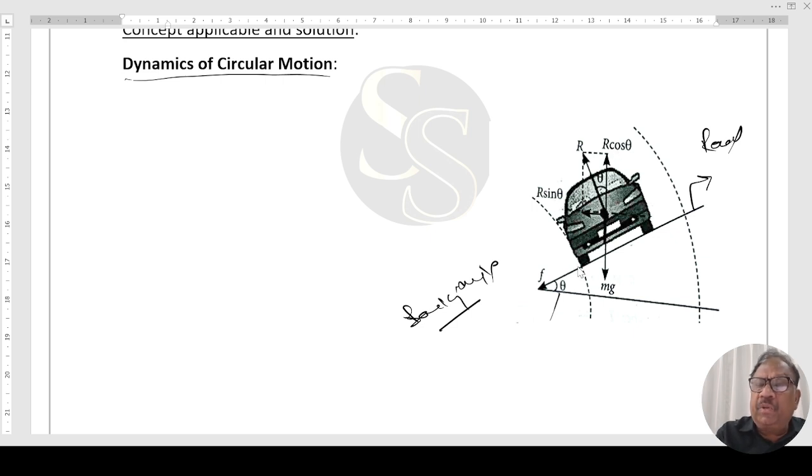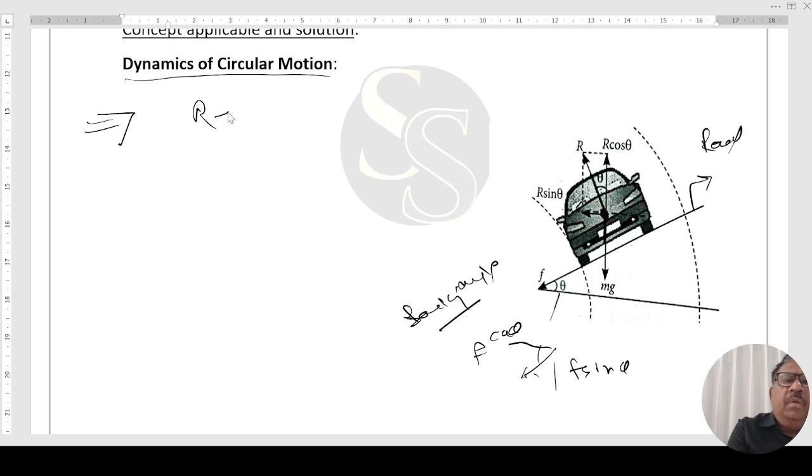Similarly, this is the friction force. Resolving this force into two parts, this angle is theta, so F sin theta and F cos theta. Right? Now, resolving forces horizontally and vertically.